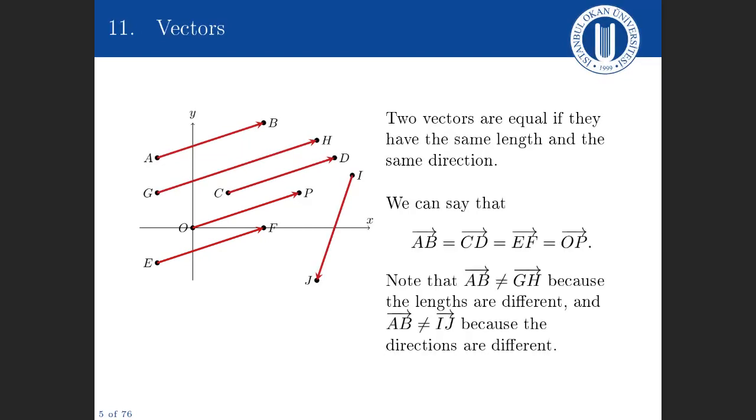Now note that AB is not the same as the vector GH because the lengths are different, and AB is not the same as the vector IJ because the directions are different.